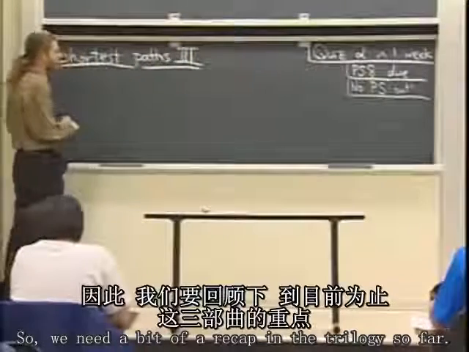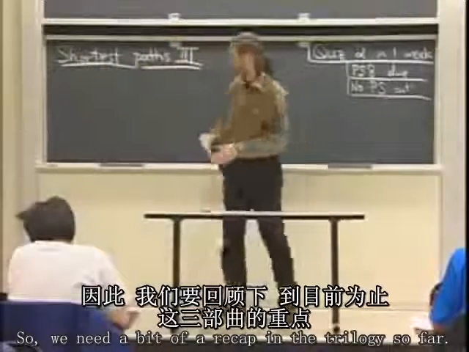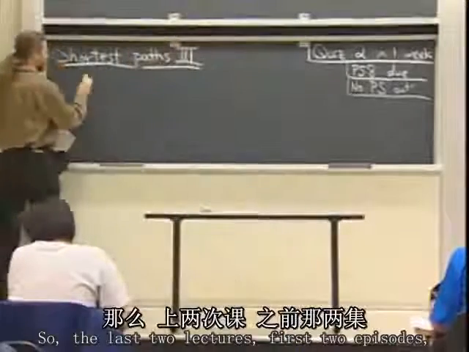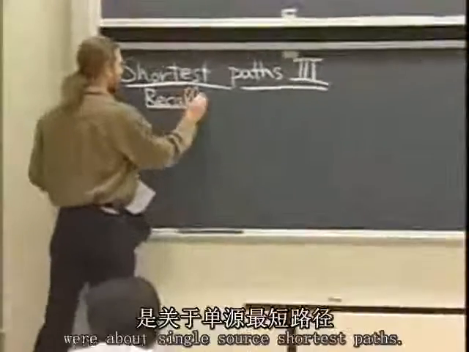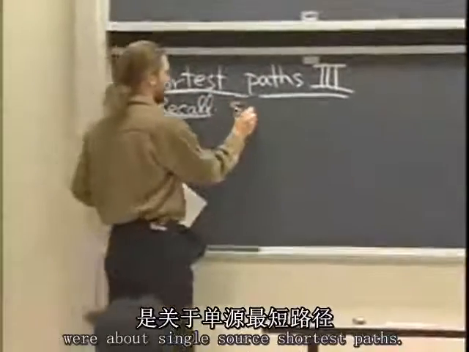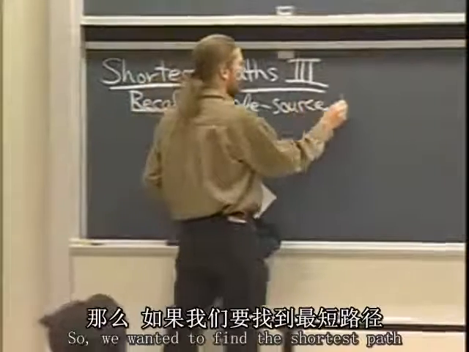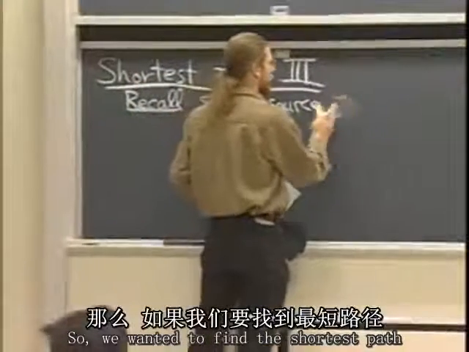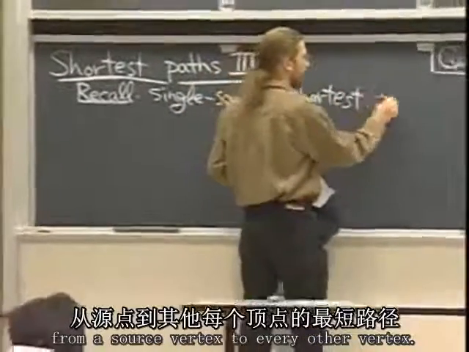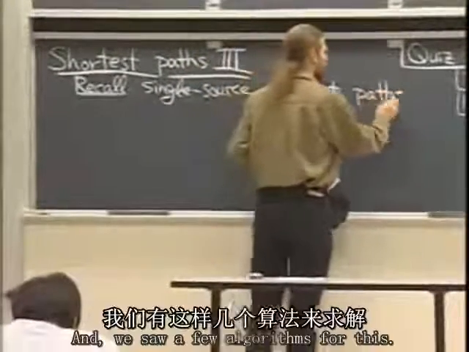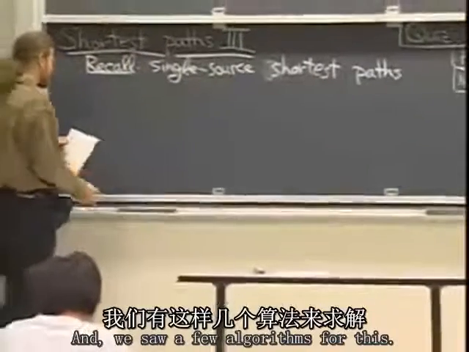So we need a bit of a recap in the trilogy so far. The last two lectures, the first two episodes, were about single source shortest paths. So we wanted to find the shortest path from a source vertex to every other vertex. And we saw a few algorithms for this.